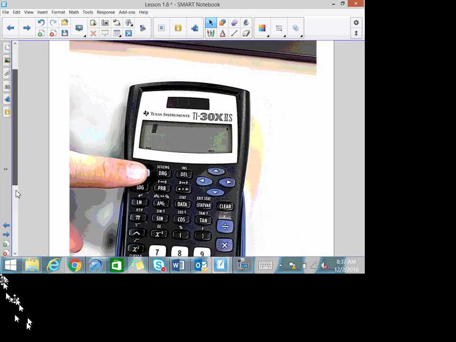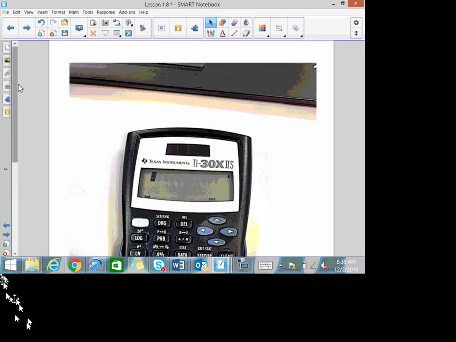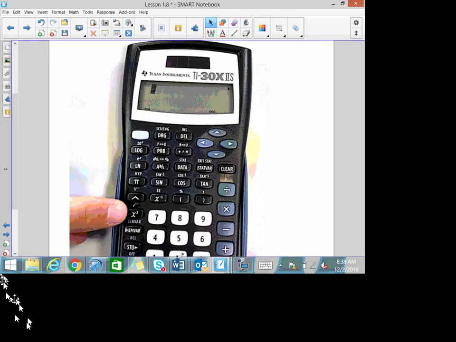Notice nothing really happens except for you see this little second symbol right here. That means it's activating the second power. So it's using all those little things that are above each button. So once you hit second, now you're going to go and look for the X squared button. Now the X squared button is right next to 7. So you're going to hit that.